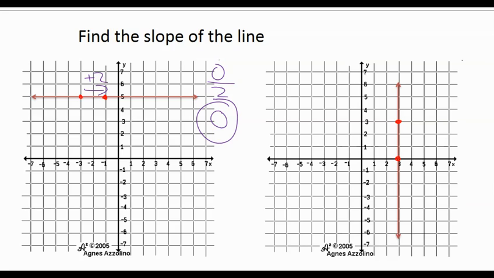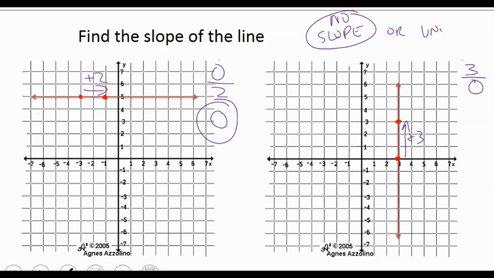A vertical line. So if I did this one, I would go up 3. So that would be 3 over, I'm not going left or right, so it'd be 3 over 0. You cannot have 0 on the bottom of a fraction. That is not possible. So when that happens, your answer is no slope. You also could see this written some places as undefined. I would accept either answer, but they mean the same thing. It's either no slope or undefined. So if you get 0 on top, it's 0; 0 on the bottom, no slope.